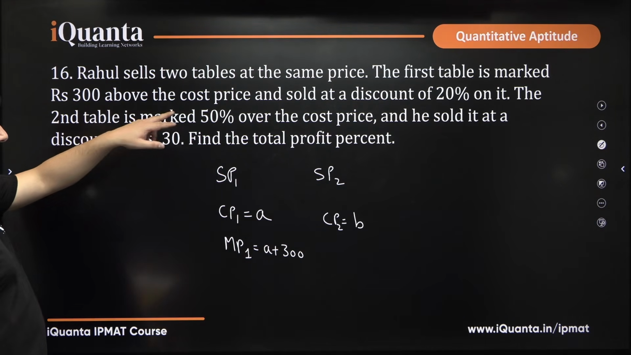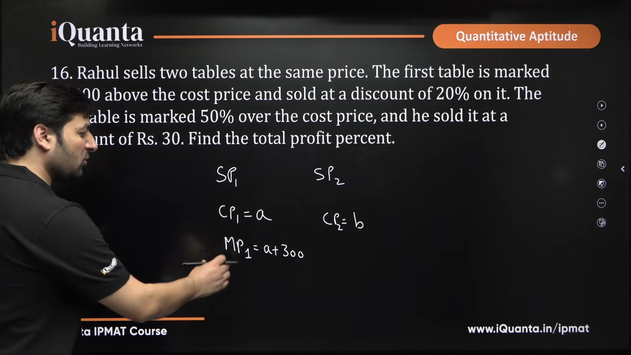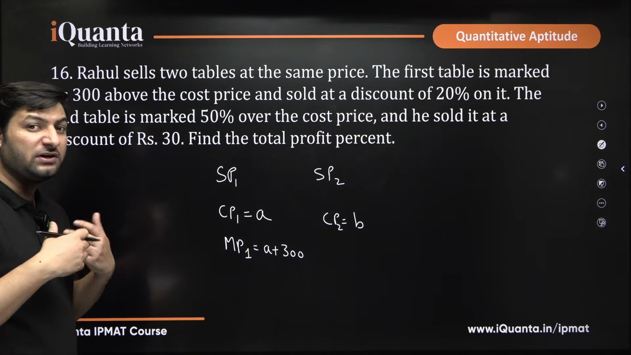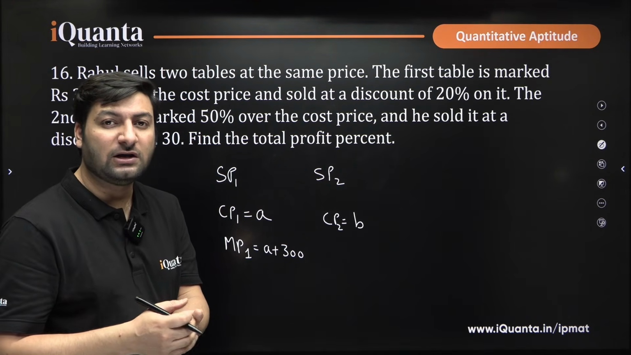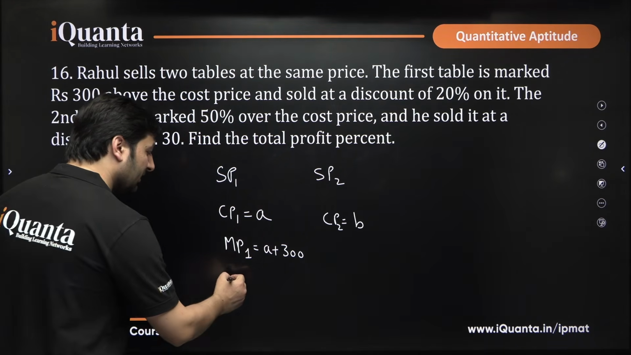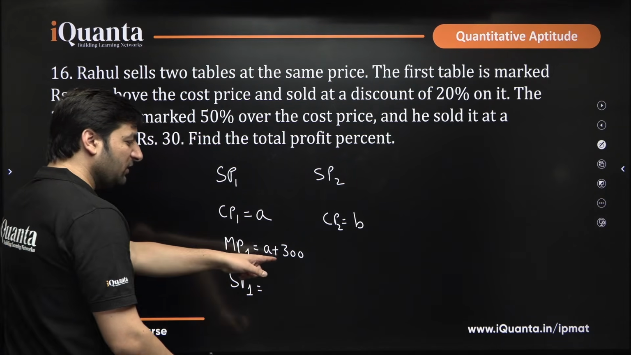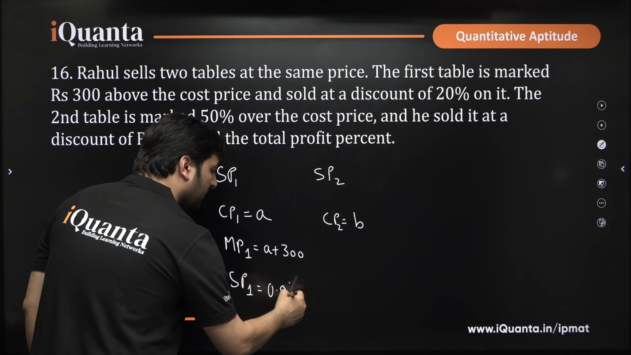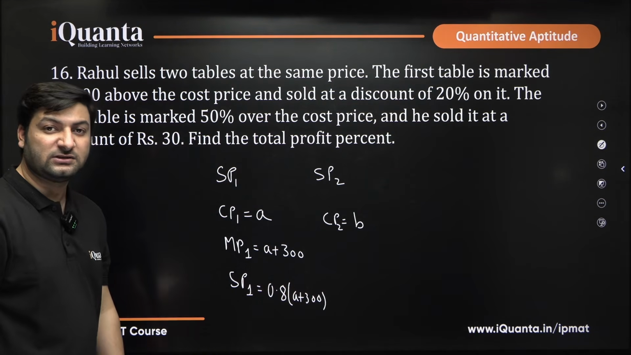Okay. And sold at a discount of 20% on it. On this MP, if you give a discount of 20%, that means if you reduce it by 20%, when you reduce some quantity by 20%, you multiply it with 0.8, okay. So that will give me the SP. So when you reduce this MP by 20%, you multiply MP by 0.8. I hope you know this. We do this in percentages, okay, multiplying factor.